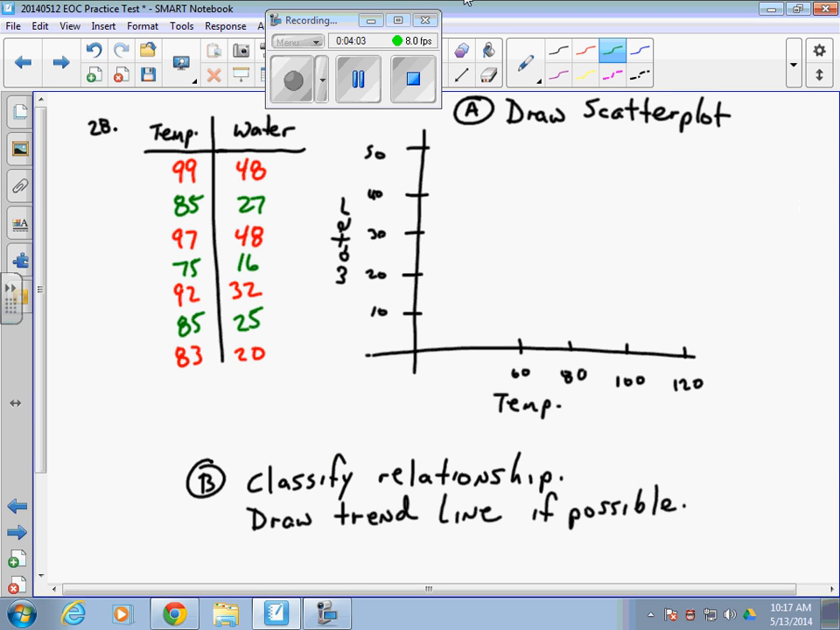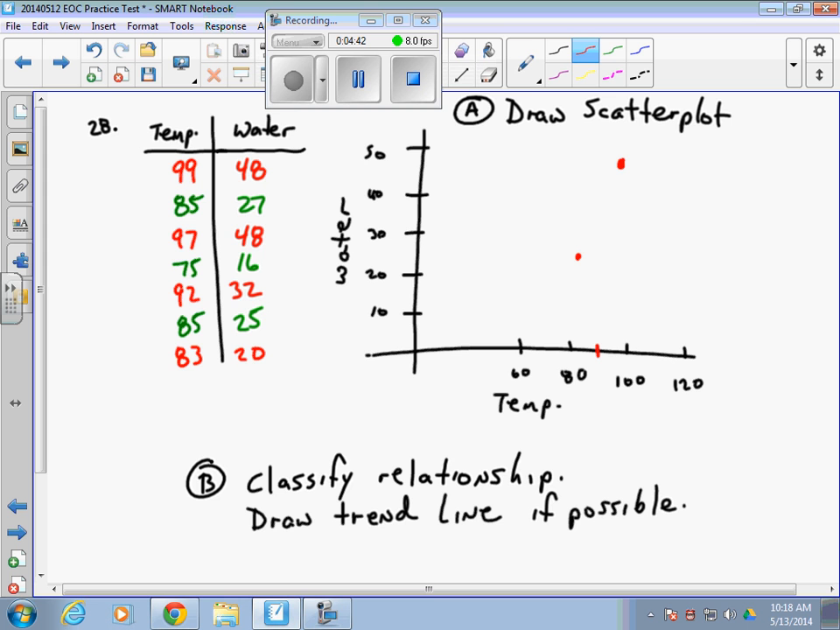Then it tells you to draw a scatter plot for these measurements that this girl Gwen took. So all you got to do for this is go to 99, and you're just estimating as well as you can. You had to draw this on a sheet of paper. It's a little harder. But 99 would be right under 100, 48 would be right under 50, so your first point would kind of be right there. Do the same thing with 85.27. Halfway right here is 90, so you know 85 is halfway between 80 and 90. So 85 would be right in the middle, and 27 would be just below 30. There.